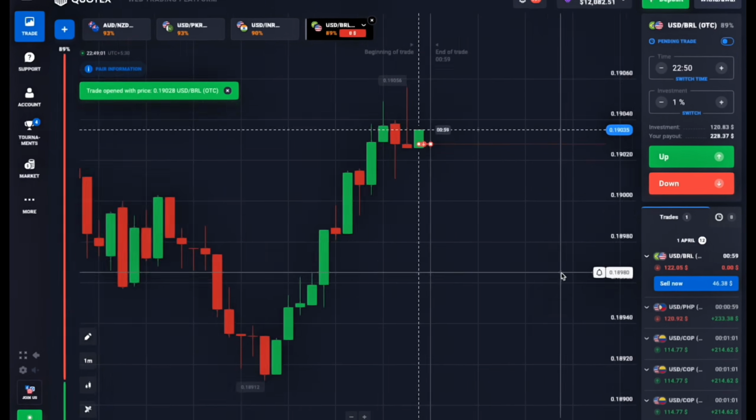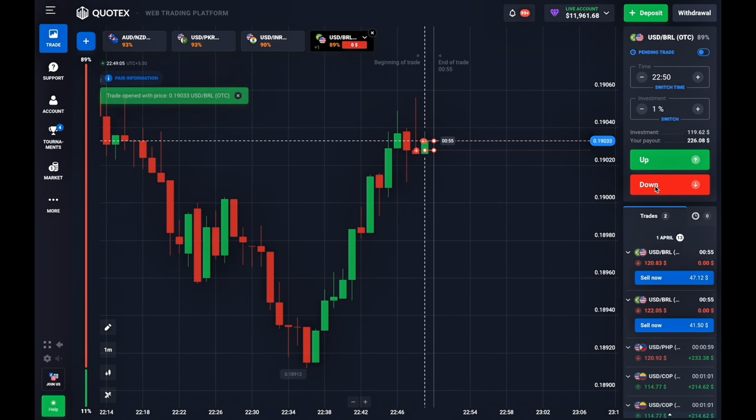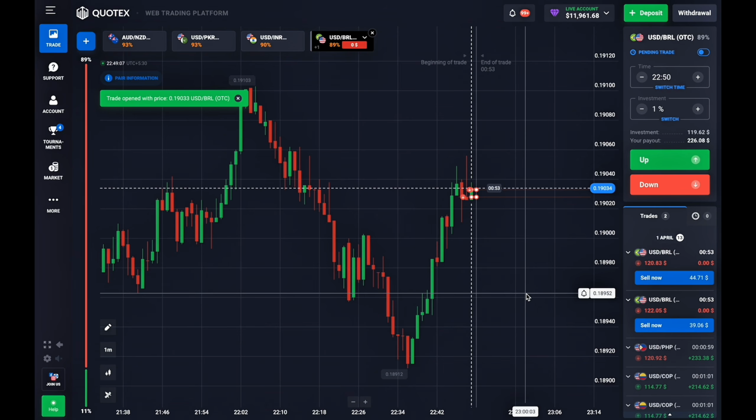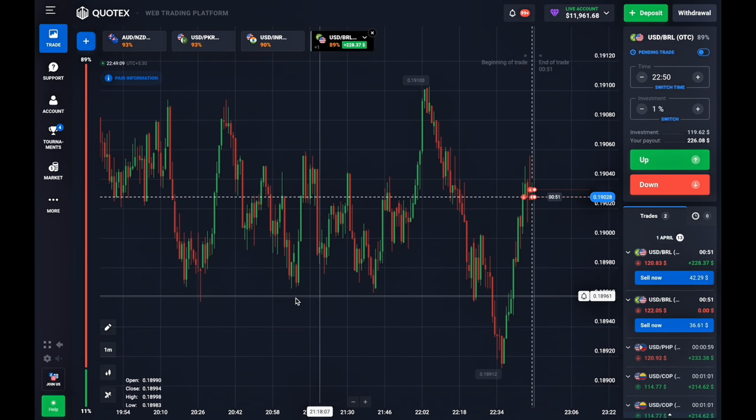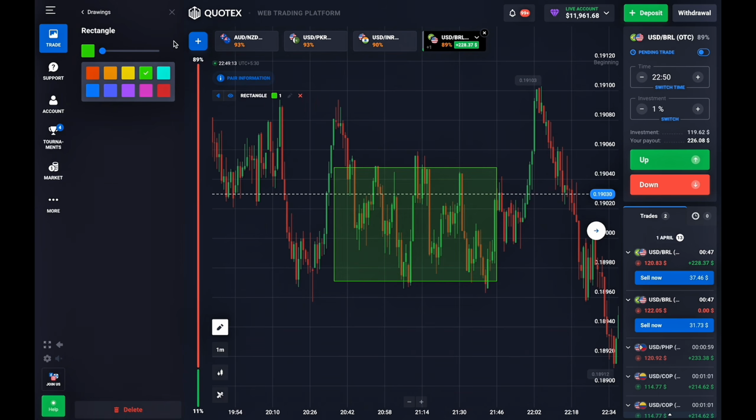In this particular currency pair, USD BRL, I have executed a put entry directly at the opening of the candle, along with an additional entry as my margin safety entry. Why? Because I have identified something most traders completely ignore.